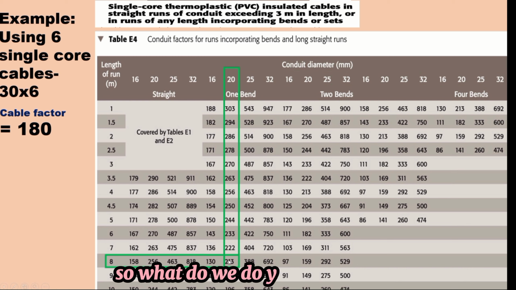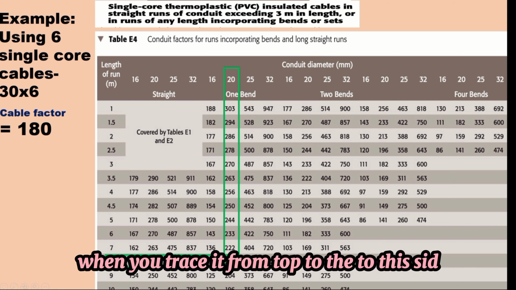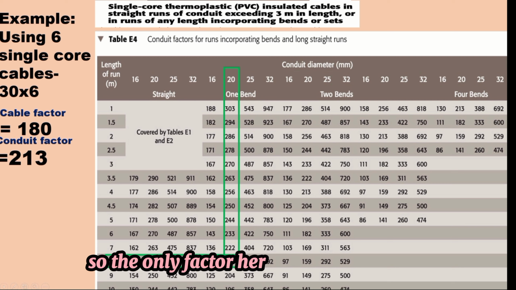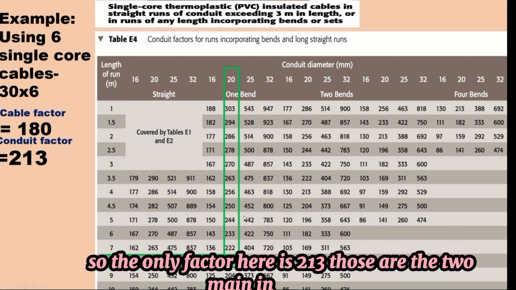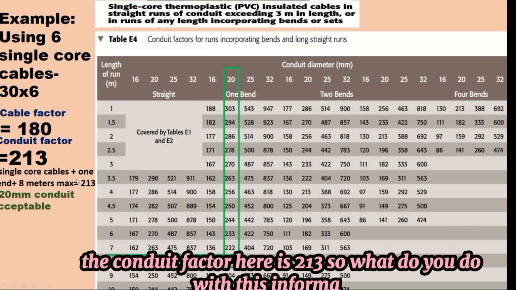So what do we do? We go to this number. When you trace it from the top to this side and you trace it back, it gives you 213. So the conduit factor here is 213. Those are the two main pieces of information. The conduit factor here is 213. So what do you do with these two pieces of information?